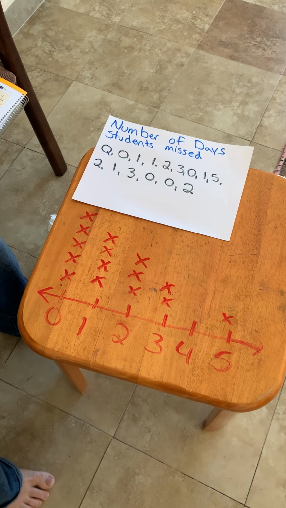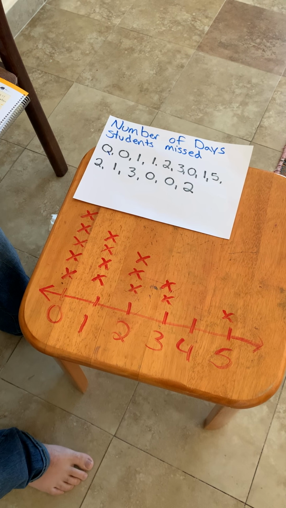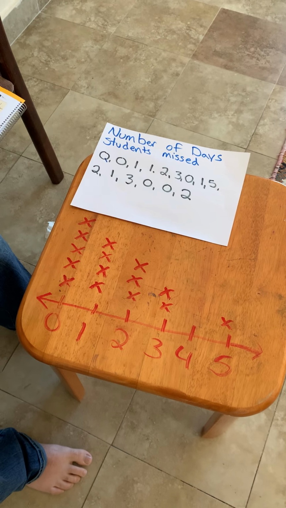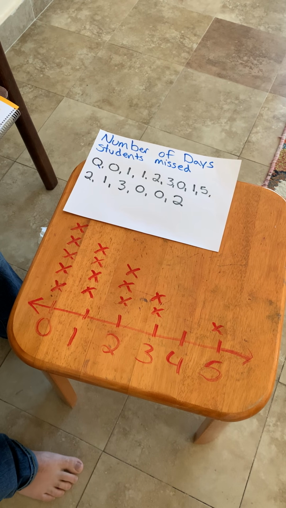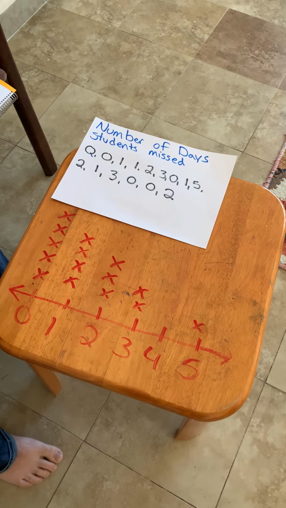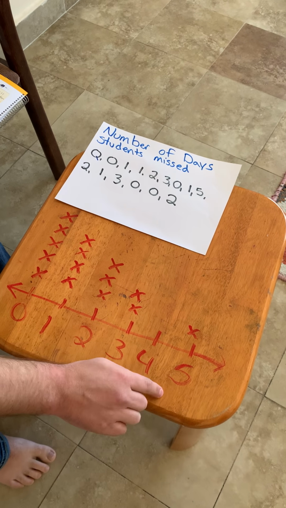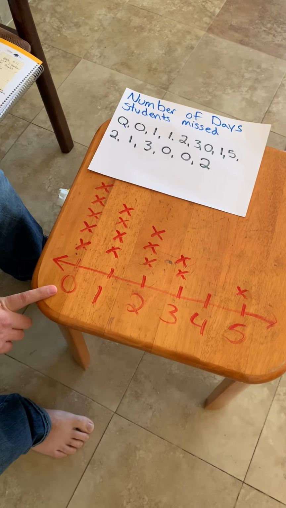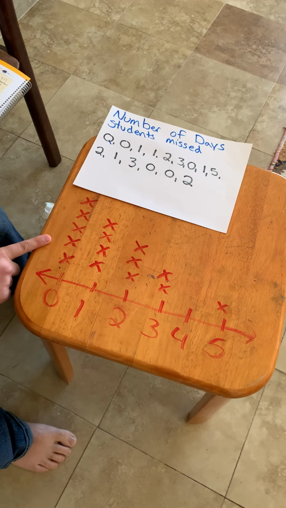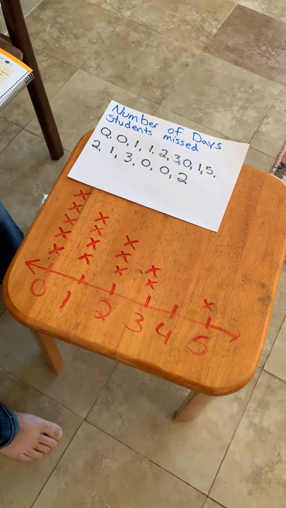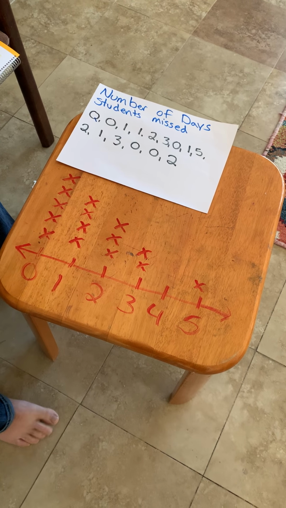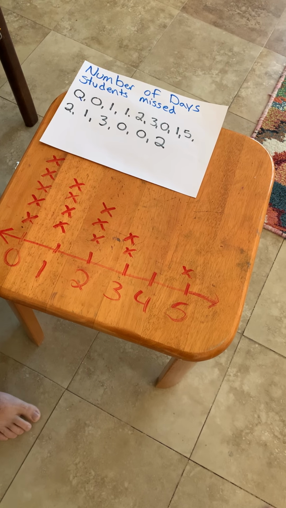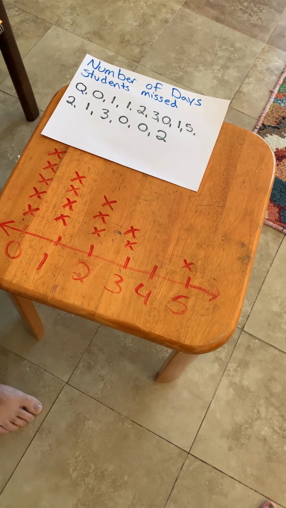And there we have a line plot for the number of days students missed in this scenario or this made-up classroom. You can use this information to tell a few different things. The first thing I can tell is that the most that any student missed was 5 because we have 1 X here. The majority of students didn't miss any days of school because we have 5 students that did that. That will just give you a lot of different information. The second most one was missed 1 day. So that is one way to make a line plot.